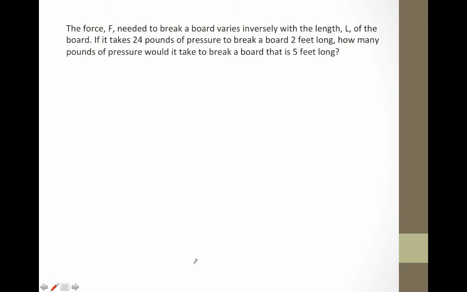The force F needed to break a board varies inversely with the length L. F varies inversely, so F equals K over L. If it takes 24 pounds of pressure, so 24 equals K over 2, to break a board 2 feet long, how many pounds of pressure would it take to break a board that is 5 feet long?